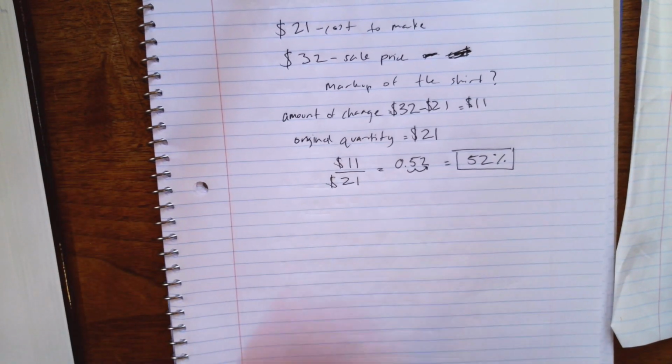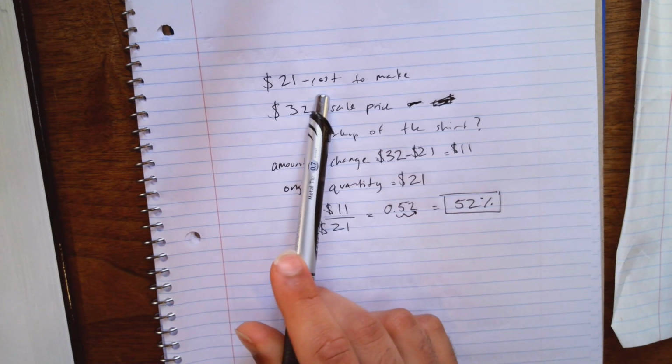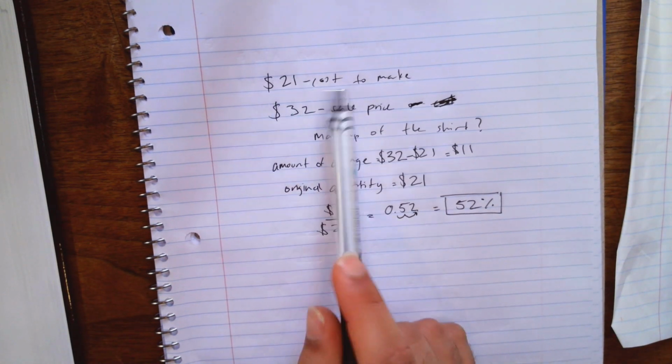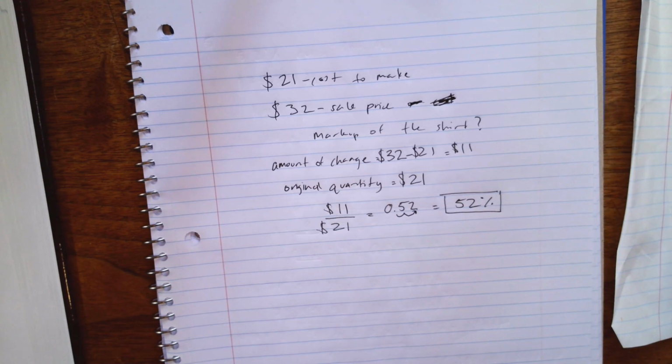Quick question. Can this number be greater than 100%? Yeah, and so what would, as an example, what would be a cost to make and a selling price that would make the markup more than 100%?